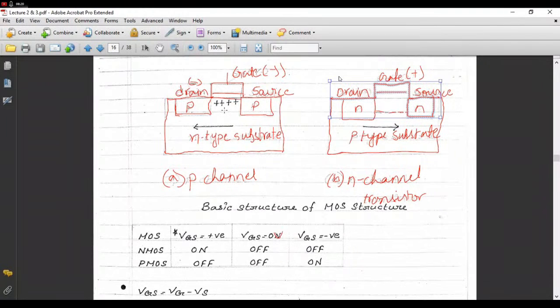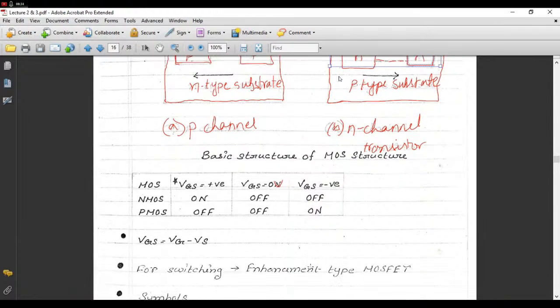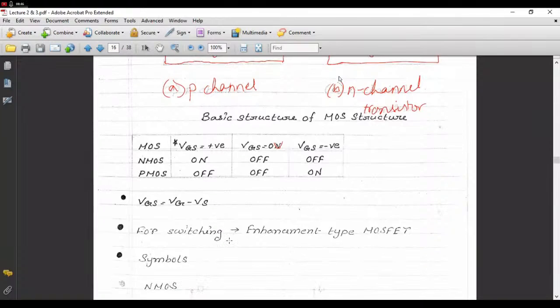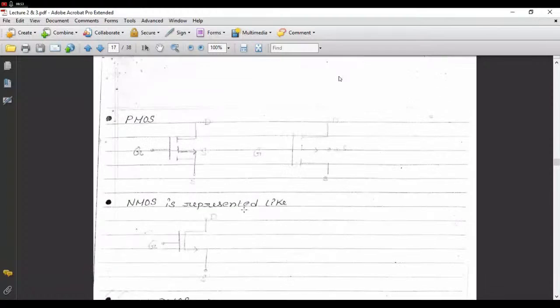So for a p-type MOSFET, what's happening? Positive gate voltage will turn it off, 0 voltage will also turn it off, but a negative voltage will turn it on. What does VGS stand for? VGS means gate voltage minus source voltage, gate to source voltage. So for switching, we are basically going to consider the enhancement type MOSFET, which I've told you, because it creates its own channel as we apply the voltage.